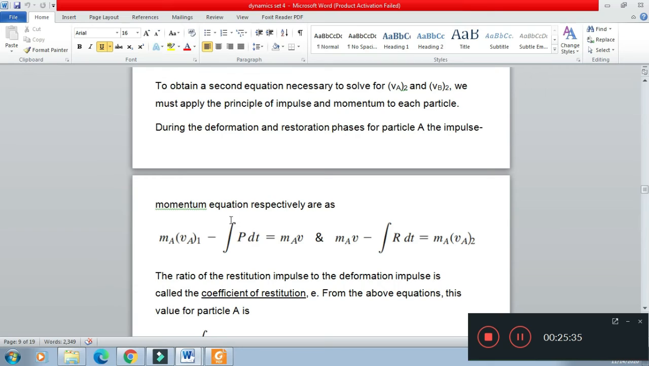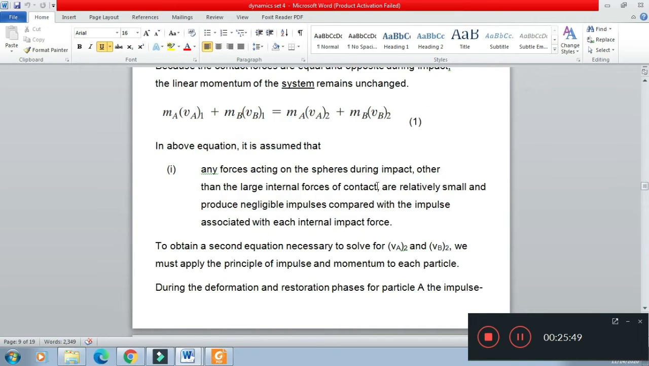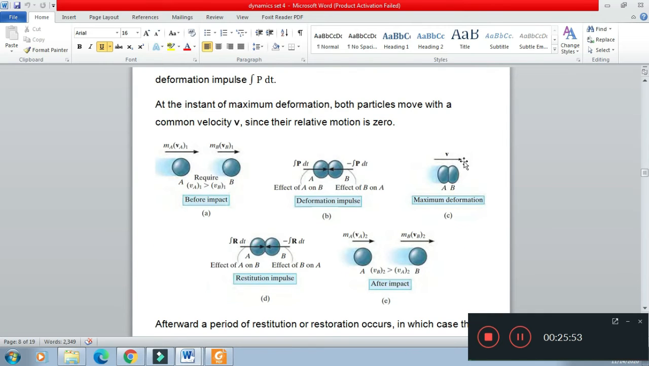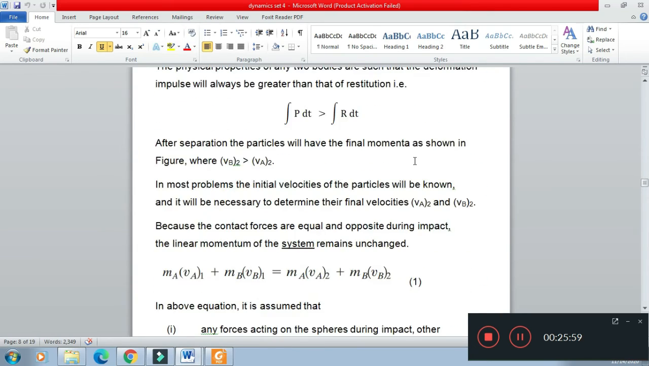Initial momentum of A plus the force applied by B on A during the deformation phase, and this is the final momentum. This is the final momentum for the deformation phase. So the final condition for the deformation phase is this V. This is the final phase for the deformation.